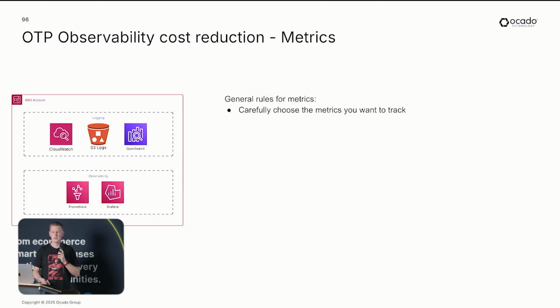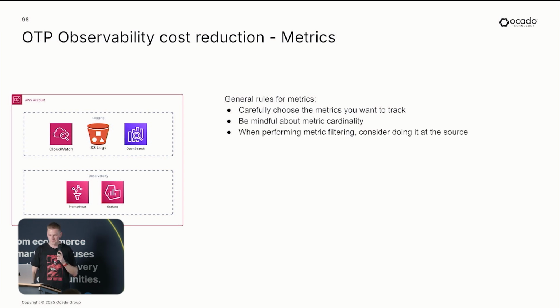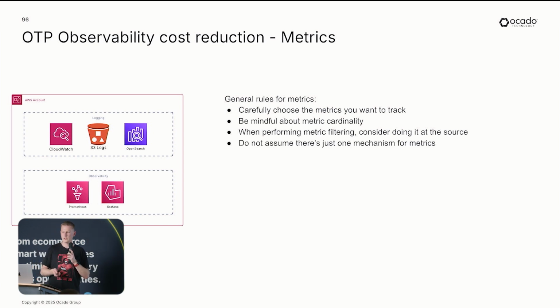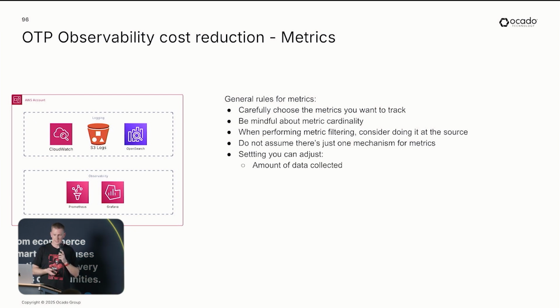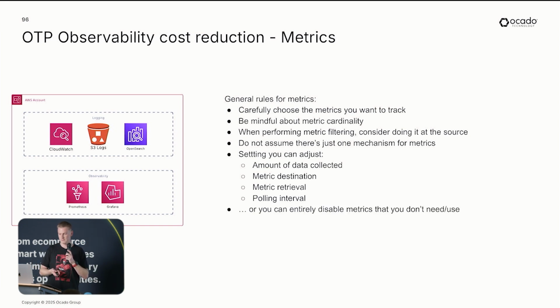All right, so some general rules. First of all, you should always carefully choose the metrics that you want to track. Be mindful about the metric cardinality, so the combinations of tags and dimensions applied to that particular metric. When performing metric filtering, consider doing it at the source so that you do not incur sample processing or ingestion charges. Again, do not assume there's just one mechanism for keeping metrics. There are a lot of settings you can adjust: the amount of data collected, metric destination, metric retrieval, as well as polling interval. Or you can entirely disable the metrics that you don't need or use.